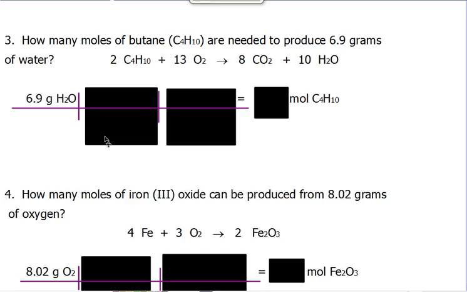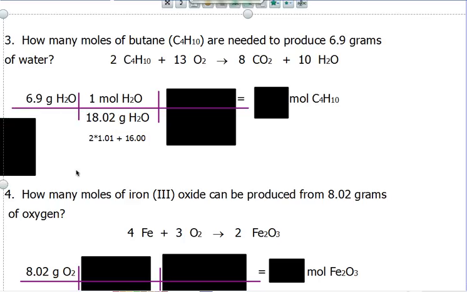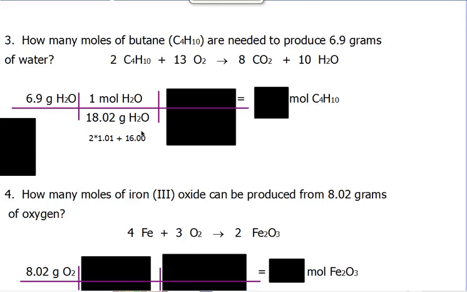So you start off by writing down the given. This given's in grams. I got to go to the periodic table then. So this is the mass of water off the periodic table. 2 hydrogens and an oxygen is 18. That represents 1 mole. Every periodic table is written in terms of 1 mole.